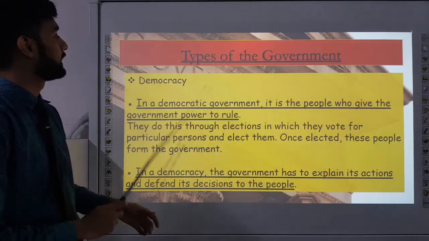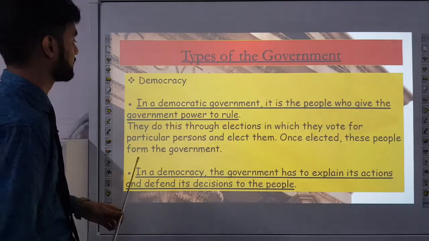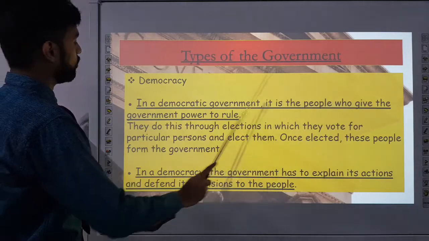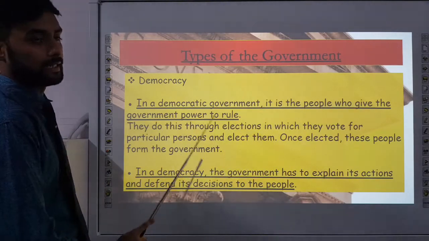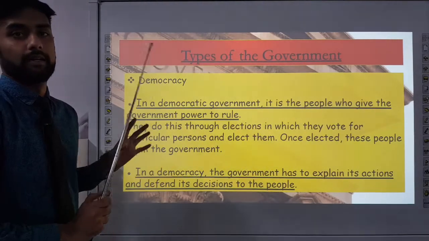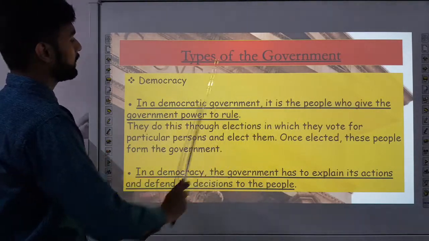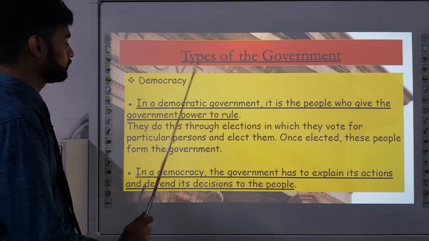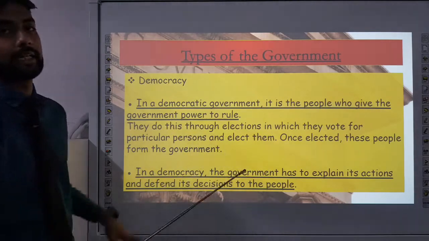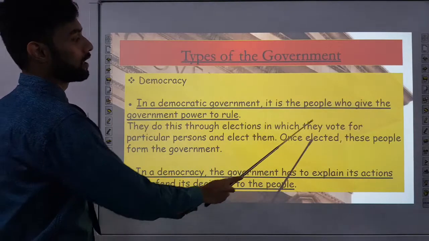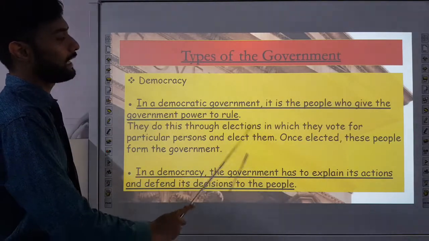But it is not the same in democracy. Now let us learn about it. In a democratic government, it is the people who give the government power to rule. Underline this. This is the major difference between monarchy and democracy, that in a democratic government, the people give the power to the government. How so? They do this through election. कैसे power मिलती है government को? When elections happen. What in election? They vote for particular persons and elect them.